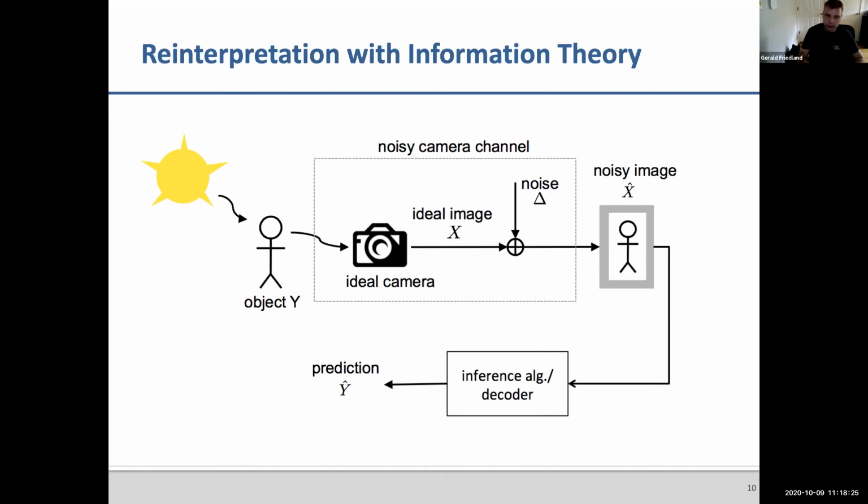I often give an alternative explanation, which is the information explanation. Again, you have an object Y described by an unknown pattern. The ideal camera takes an ideal image X, but it's noisy. And so then you have a noisy image X hat, and that noisy image needs some decoder to get to some prediction Y hat, which is not exactly the unknown pattern, but is correlated in such a way that you can say it's a cat or a dog, right? And that's the same way of looking at it.